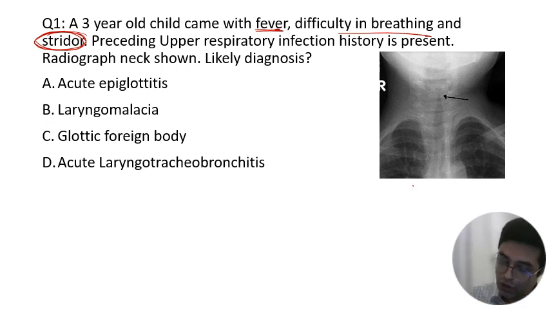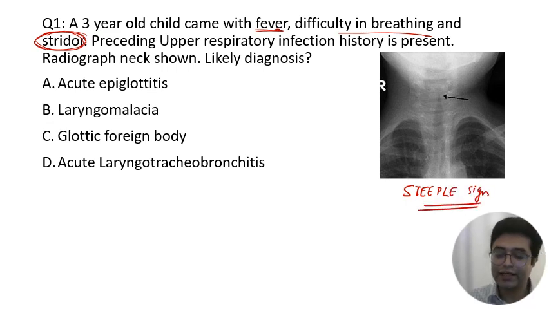This is the so-called steeple sign. So steeple sign is a repeat question. Steeple sign, likely diagnosis in the patient, yes, it is going to be croup. Croup is also called acute laryngotracheobronchitis. So the answer to question number one was croup.